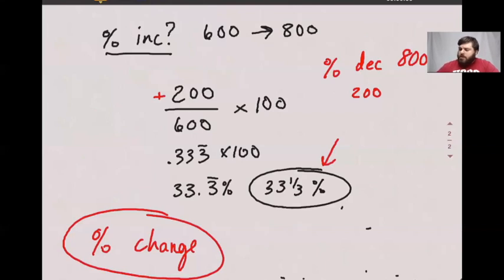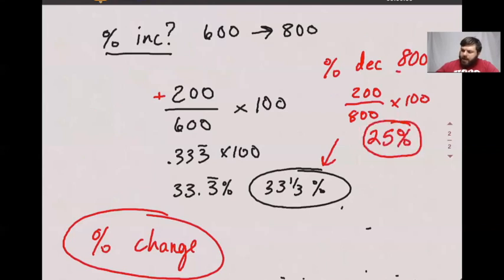All right, so the change was 200. The original amount now is 800, so that's going to be a little bit different now. Some people would think, oh, it must be 33 and a third percent, but it's not. This is going to give you a 25% change. And think about that. 25% is a fourth. I went up, or excuse me, I went down a fourth. So this is a 25% decrease.